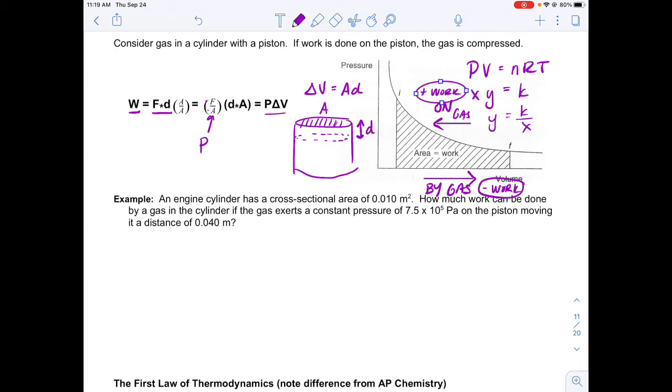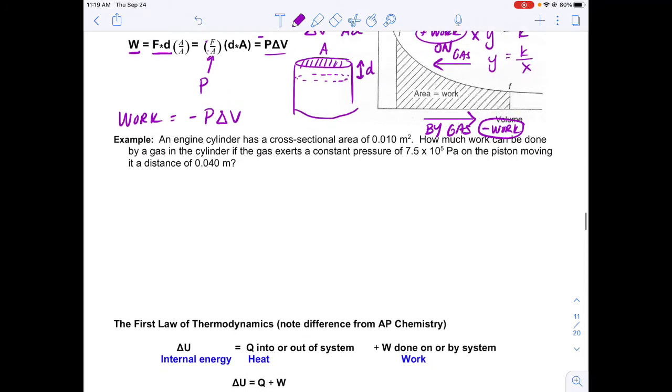What this also means is that we need to add something to our formula. Work equals negative P delta V. Because if you don't put the negative there, then these signs don't come out correctly. And again, in physics, we call work on the gas a positive value because it's going to lead to a change in internal energy that's positive. It's going to lead to a temperature increase.